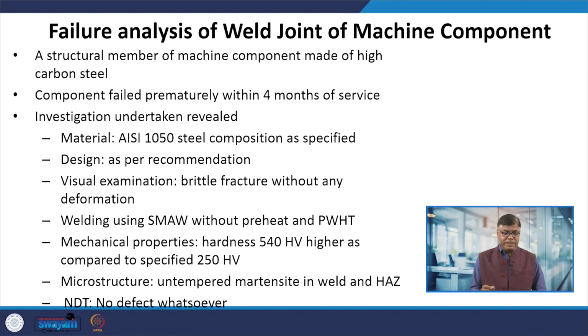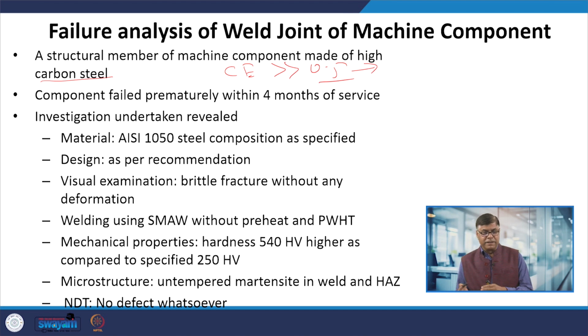So, let us talk about a case study of the failure analysis of the weld joint of a machine component. Say a structural member of the machine component made of high carbon steel. This means the carbon equivalent is greater than 0.5, which makes it very sensitive to martensitic transformation and increased embrittlement of the weld zone. This component failed prematurely within 4 months of service, and on investigation, it was found that the material is AISI 1050 steel composition as specified. So, this part is fine. Design was as per the recommendation, so there is no issue as far as the design aspects are concerned.